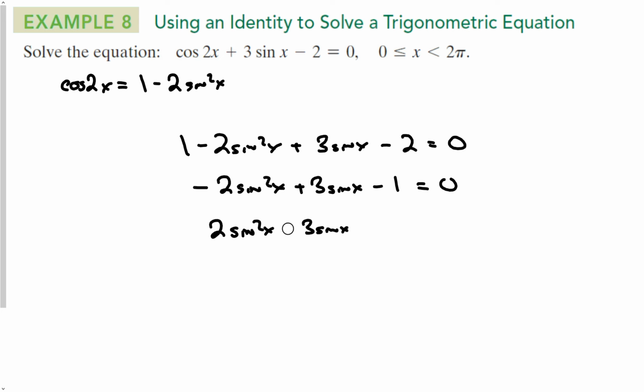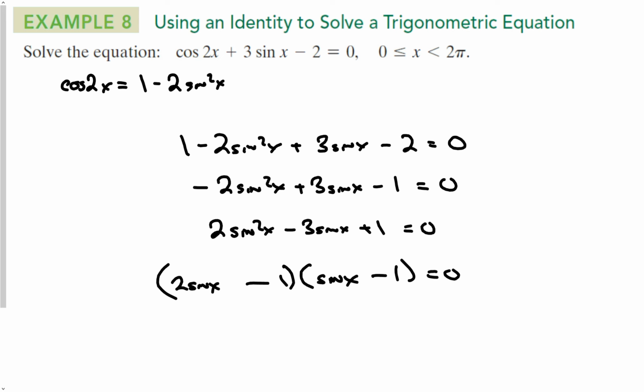Oh, minus 3. Minus 3 plus 1. I'm now going to factor this and use the zero product property to solve it. This one factors a little bit easier. 2 sine and a regular sine. These both have to be a 1. Now I just have to plug in the fact that they're both negative.